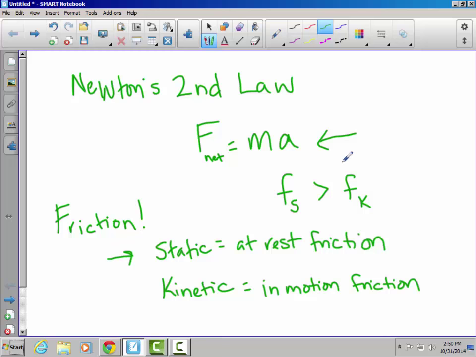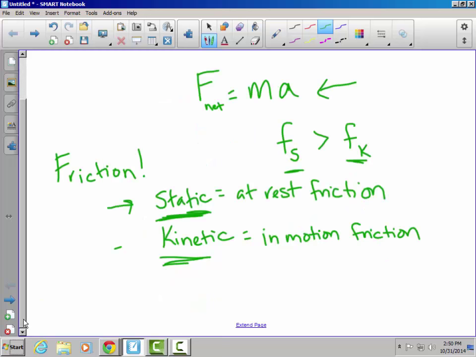If you've ever had to try to move heavy furniture or anything that's heavy in the first place, it's always more difficult to get the object moving than it is to keep it moving. So that initial push, that initial force that you apply, will always be greater to actually get it in motion at first. And then once it's already sliding, you don't have to apply as much force to keep it in motion. So the kinetic friction will always be less than your static.